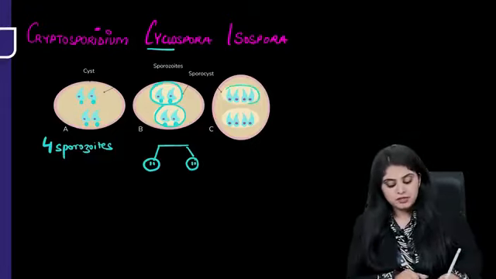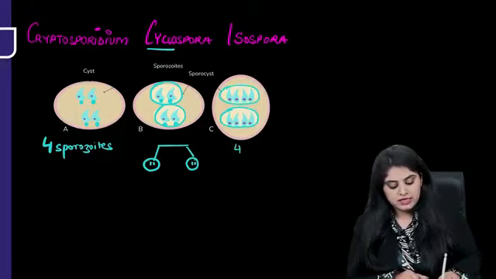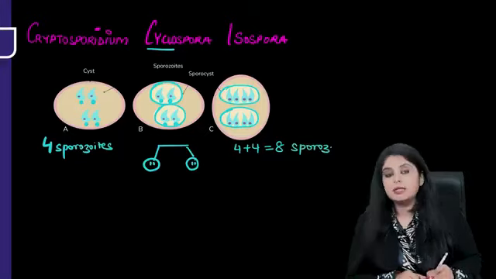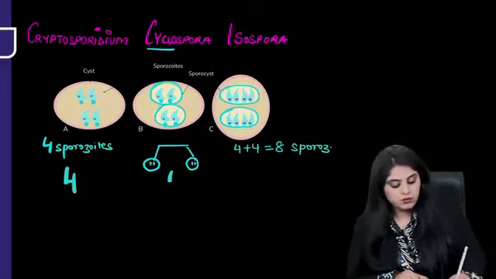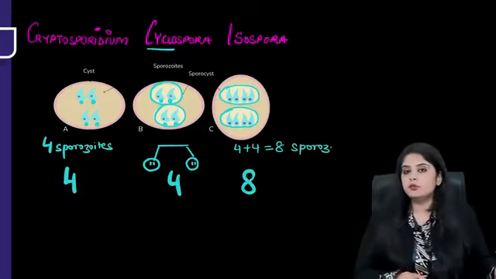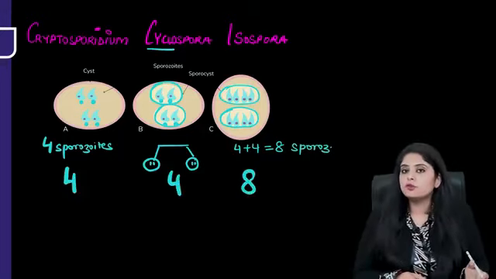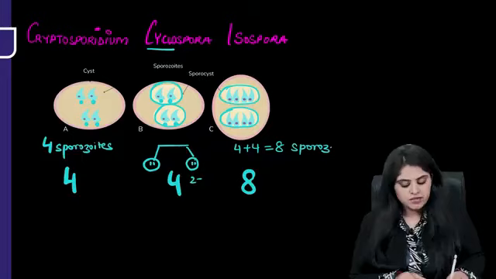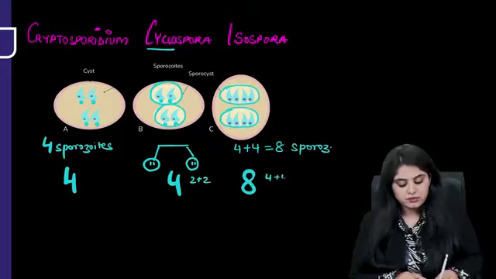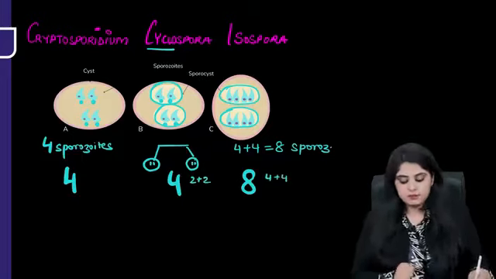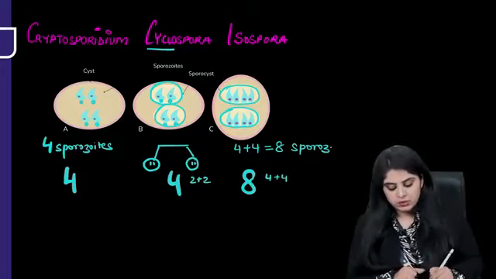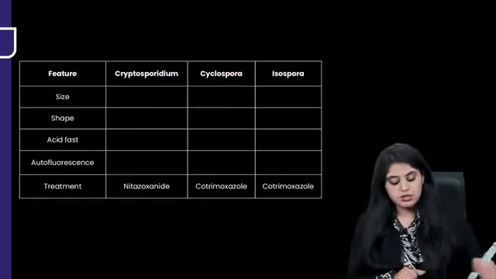Isospora is even bigger. This also has 2, but it has 4 plus 4 sporozoites, means it has a total of 8 sporozoites. So if you just have to make a number game, you will say 4, 4 and 8. 4 sporozoites, then Cyclospora also 4 sporozoites but split into 2 plus 2, and Isospora is 8 sporozoites split into 4 plus 4. Is that okay?